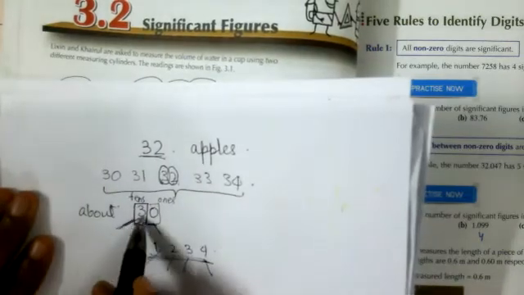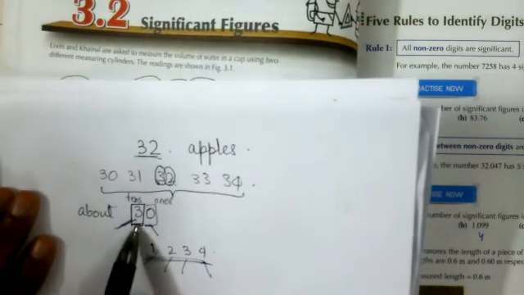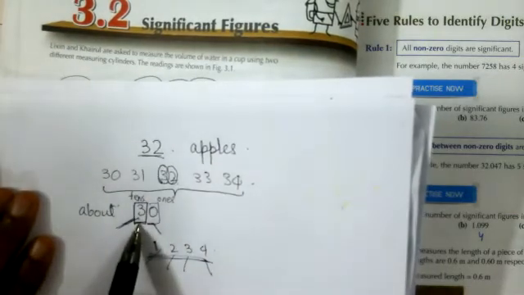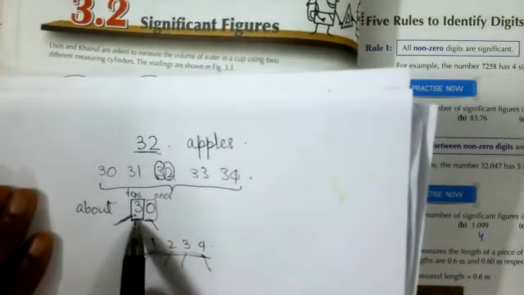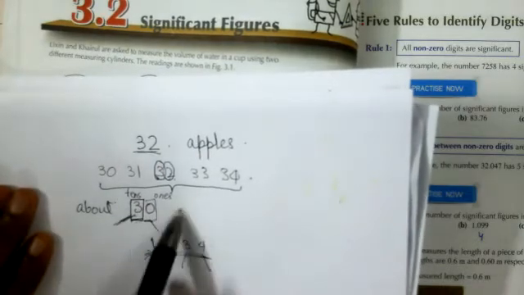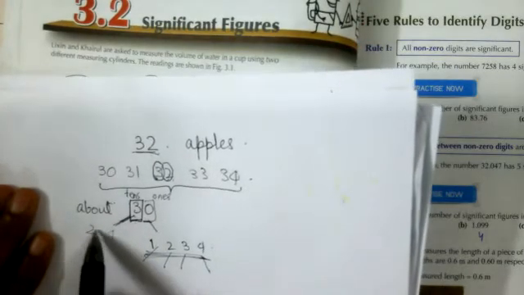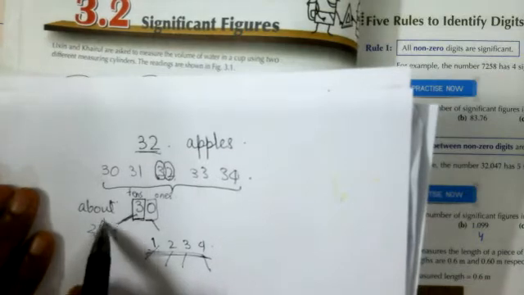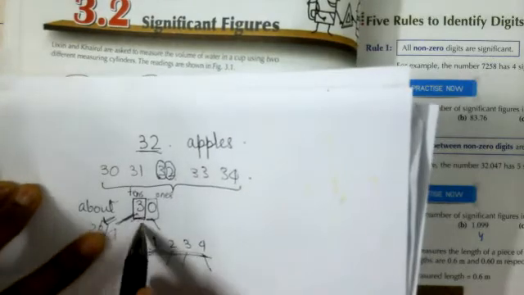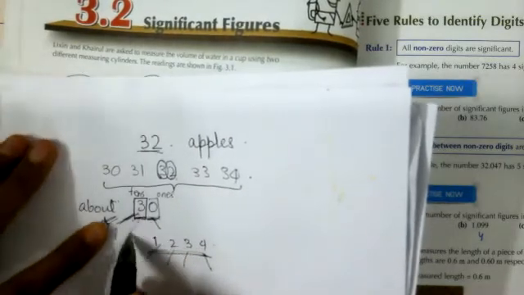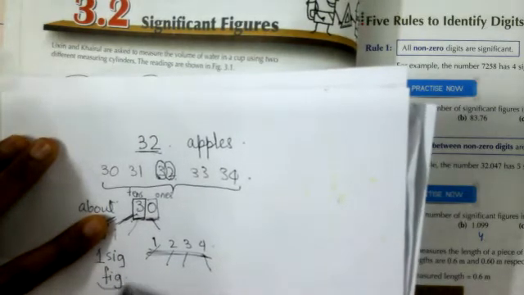Then the next question might be, are you sure that they were about 30, not about 20 or about 40? And my reply would be, oh no, they were not 20 and not 40, they were around 30. So my tens digit is not 2 and not 4, but 3 for sure. So I am sure about tens. If I am sure about tens, then this number has only one significant figure.